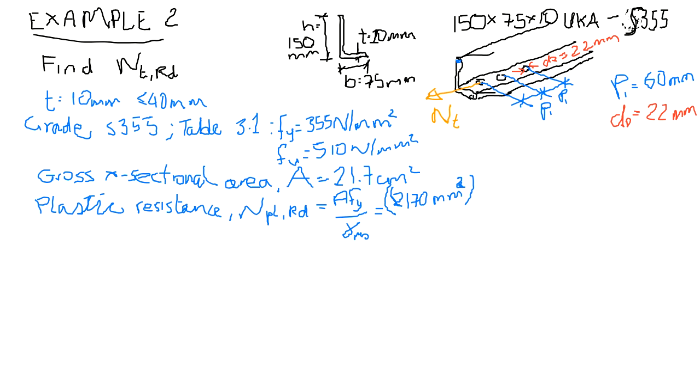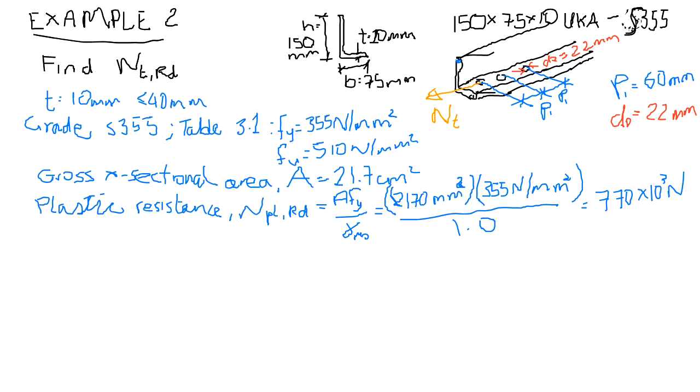Okay, and the yield strength that we got from the code is 355 newtons per millimeter squared. If we multiply those together, we're going to end up with just newtons out of it, and the material factor of safety is just 1. So that gives us 770 by 10 to the power 3 newtons.